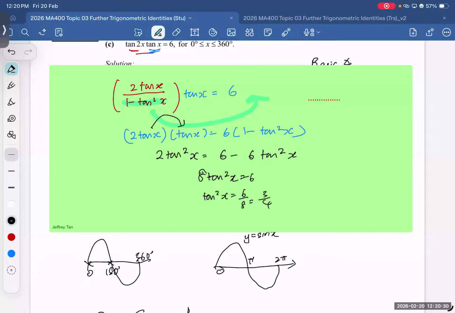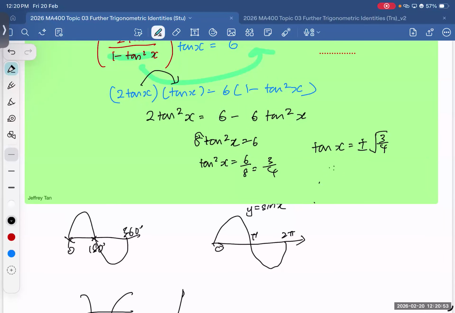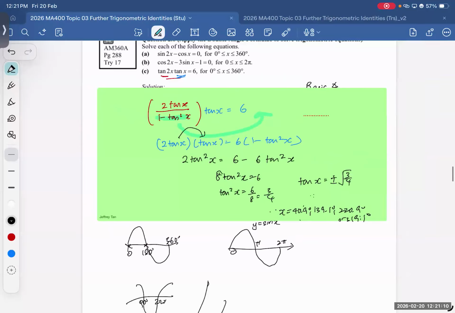So now I have square root. So square root will give me plus minus, right? So now, Joshua, you see tangent x can be plus minus square root 3 over 4. Okay, which basically means that you can have all 4 quadrants. That's how nice it is. And solve this, I hope you can get your 4 answers out. The x will be, what's going on? My Apple Pencil is losing ink. 49, 139.1, 220.9, 319.1.